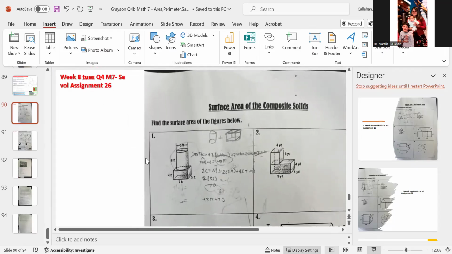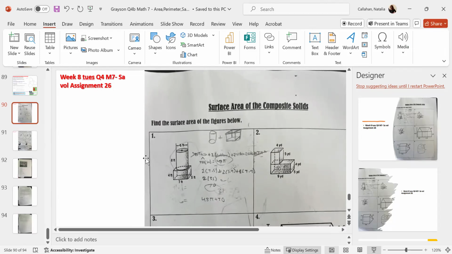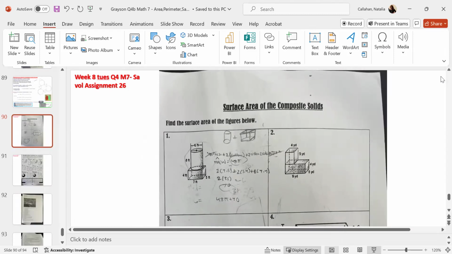This is week 8, Tuesday, assignment 26 on surface area and volume. All right, number 1. What are the shapes together?